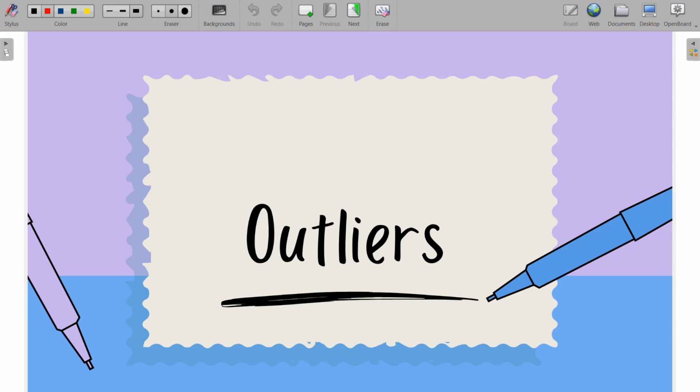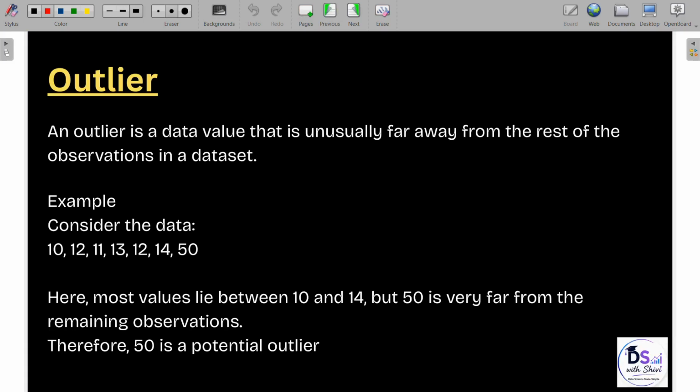Today we are going to study about outliers, which is a concept to be studied in statistics. So here comes the definition for outlier. What is an outlier? An outlier is a data value that is unusually far away from the rest of the observations in a data set. You have a data set and that value in the data set which is completely different from the rest of the values will be considered to be an outlier for that data set.